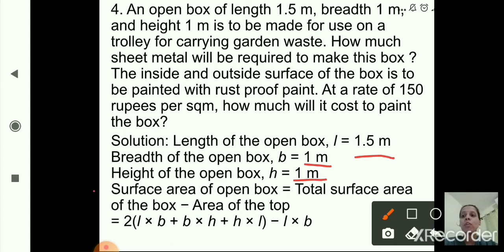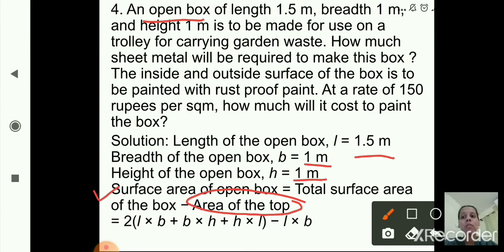So what is the formula to find out surface area of open box? Total surface area of the box minus area of the top. Why minus area of the top? Because we have to find out surface area of open box. Okay, so what we will do is total surface area of the box minus area of the top, as we have to find out surface area of open box. Okay, so what we will do, we'll find out total surface area of the box minus area of the top.